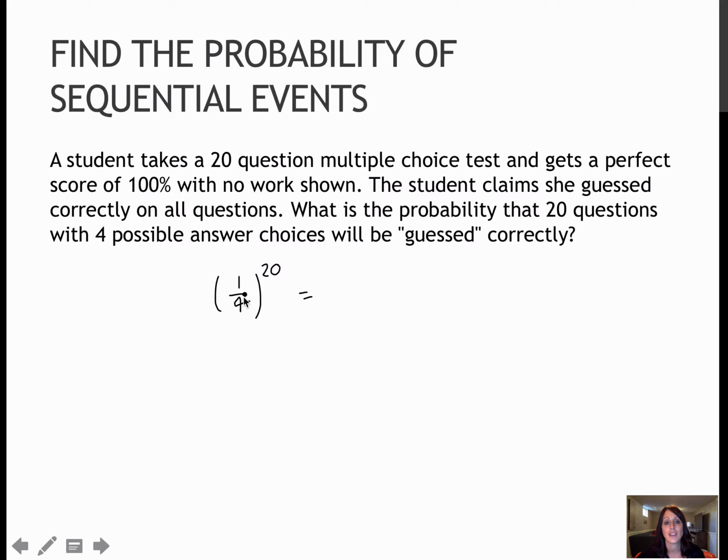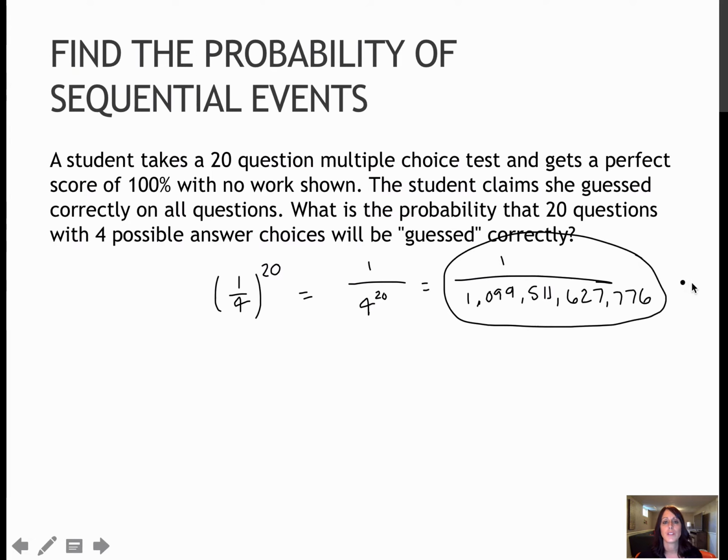So the chances of this student having no knowledge and really just randomly guessing is 1 over 4 to the 20th. 1 over 4 to the 20th is a ginormous number. So 1 over all of that. Now, just as a frame of reference, the probability that you'll get struck by lightning is 1 over 750,000. So do you believe her or do you not believe her? Because I'm going to say no.